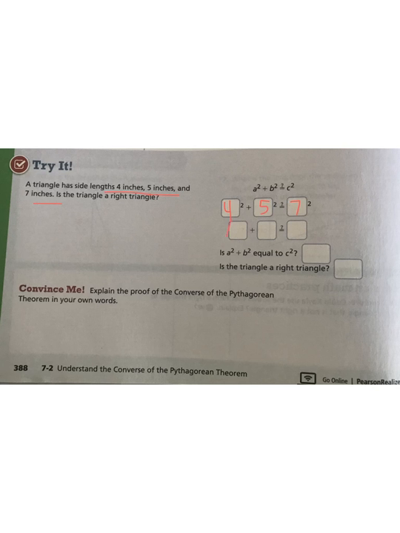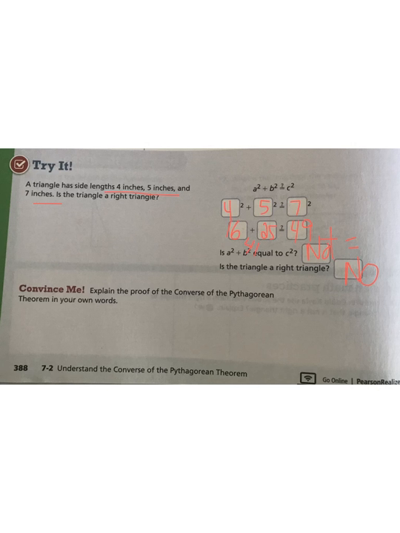4 times 4 is 16. 5 times 5 is 25. And 7 times 7 is 49. 16 plus 25, well, that's actually going to get you 41. So is 41 equal to 49? No, not equal. And so since it's not equal, is it a right triangle? No. So when we're given all three sides, using the Pythagorean theorem is going to tell us if it creates a right triangle or not.